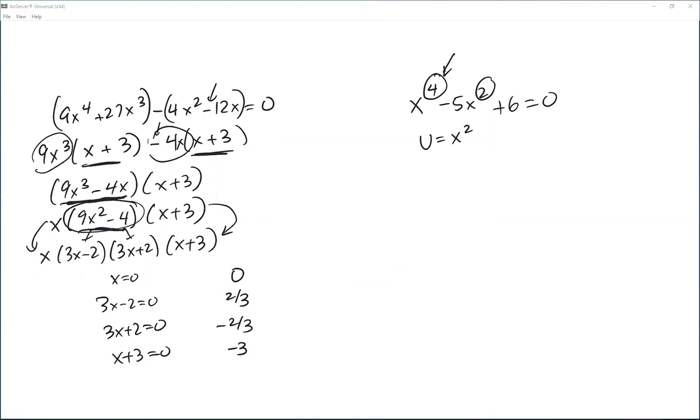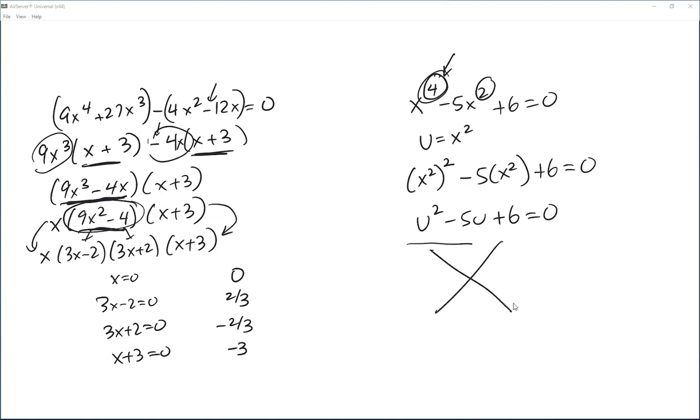The reason why we do this is so that we can make it quadratic. So x squared is x to the 4th, minus 5, and then x squared plus 6 is equal to 0. I'm going to replace the x squareds with u, so it'll be u squared minus 5u plus 6 is equal to 0. So I made this a quadratic, and once I make it a quadratic, I can use the factoring method or the quadratic formula to solve this. So this is what? 6 and negative 5.